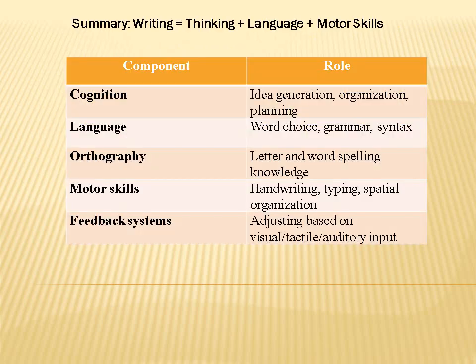Summary: writing is thinking plus language plus motor skills. Component roles: cognition, idea generation, organization, planning. Language: word choice, grammar, syntax. Orthography: letter and word spelling knowledge. Motor skills: handwriting, typing, spatial organization. Feedback systems: adjusting based on visual, tactile, and auditory input.